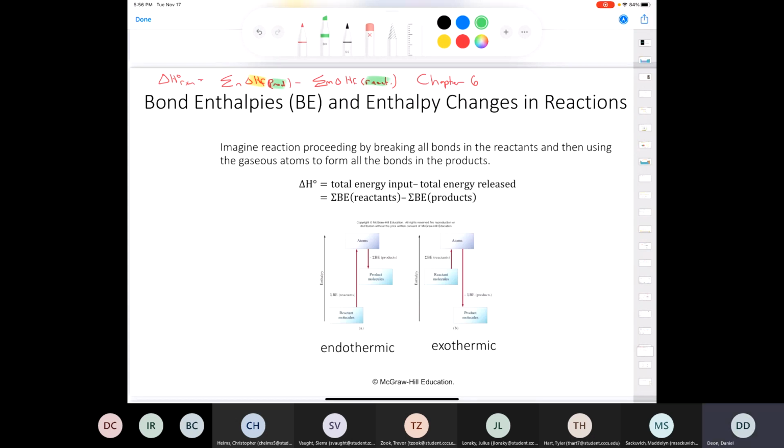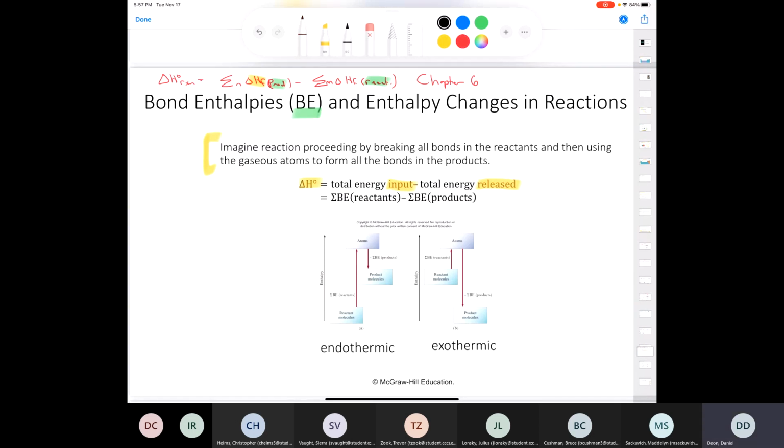Since bond enthalpies are positive values, not negative values, the way that we calculate delta H of a reaction using bond energies is the following. Imagine that first we have to break all the bonds in all the reactants. Just break them all. So we have to put energy in, right? And then when we form bonds, energy is going to be released. So how are we going to calculate that?